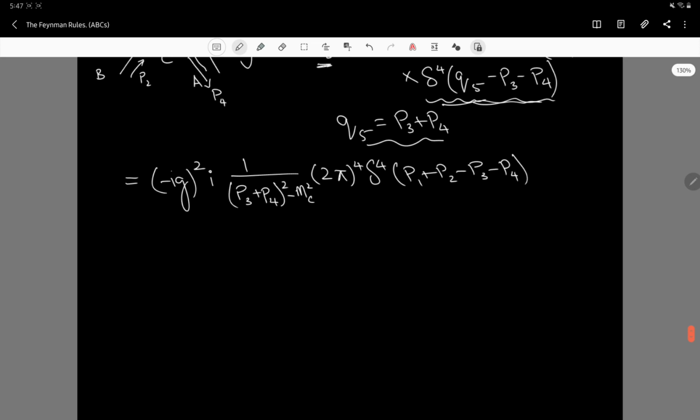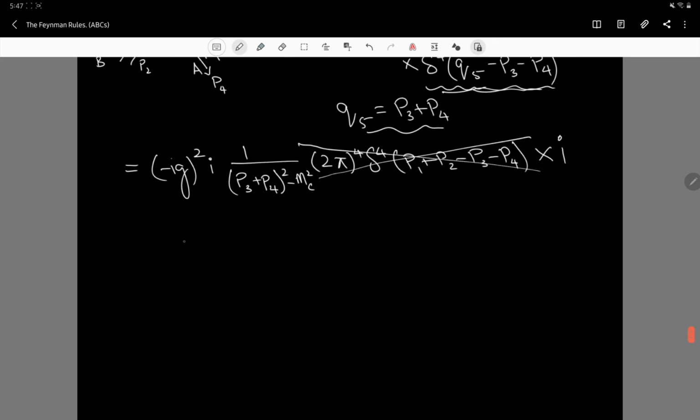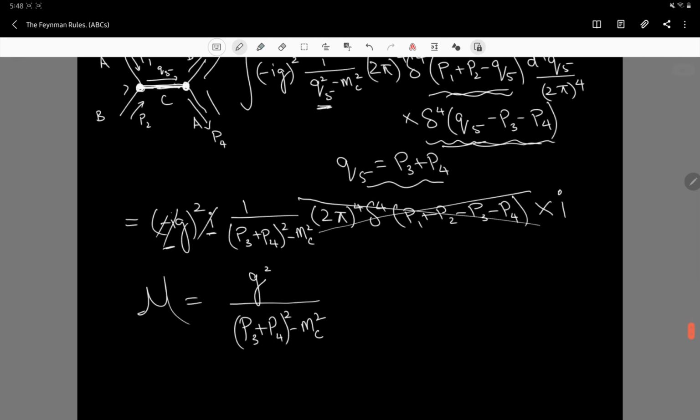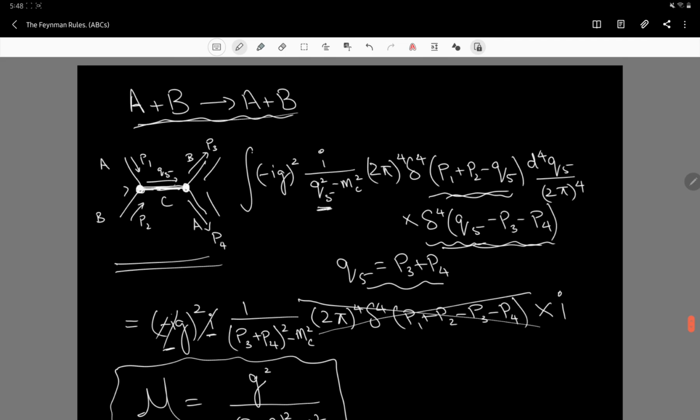Now just using the last Feynman rule, the sixth step, which was to get rid of this thing and replace it with iota, that gives you the scattering matrix. Let's multiply these iotas, so they cancel with this negative sign. These all just go away, leaving g squared over (p3 plus p4) whole squared minus mc whole squared. And this is your scattering matrix, or scattering amplitude, for this a plus b to a plus b scattering.